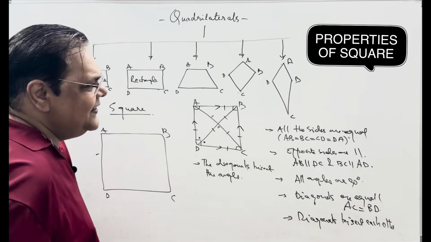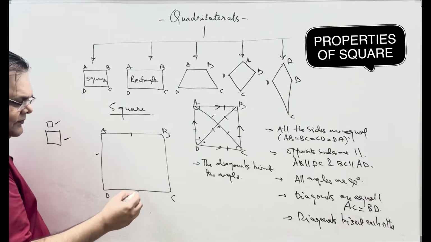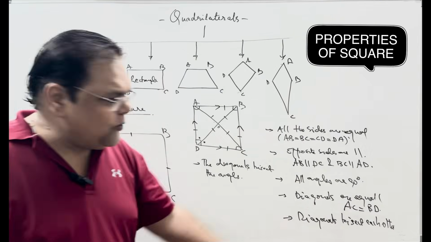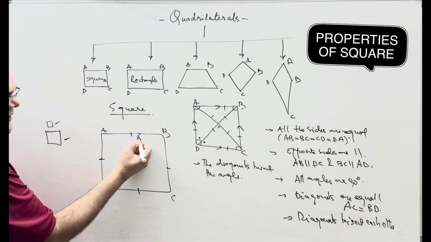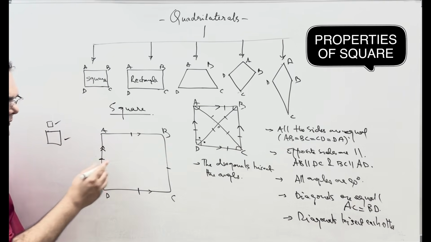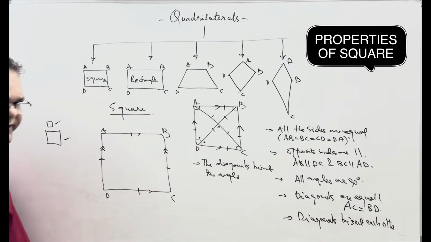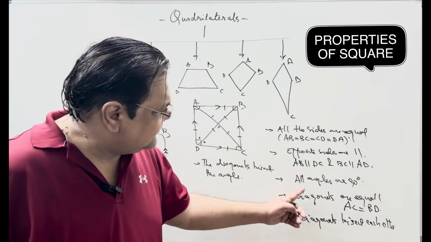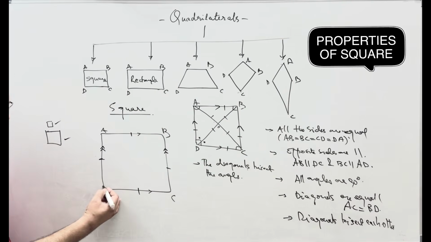All sides are equal: AB is equal to BC. Opposite sides are parallel. This is parallel to this, and I'll put a double line here because they are different parallel lines, the opposite parallels. All angles are 90 degrees.